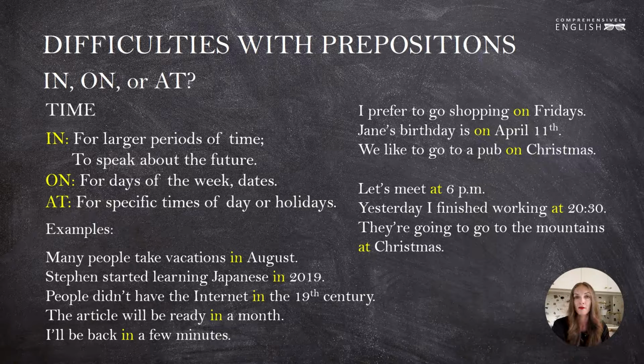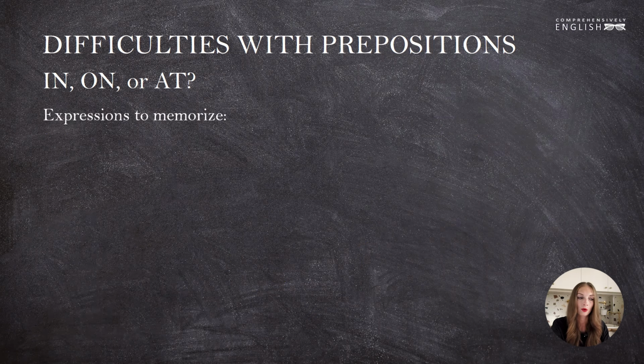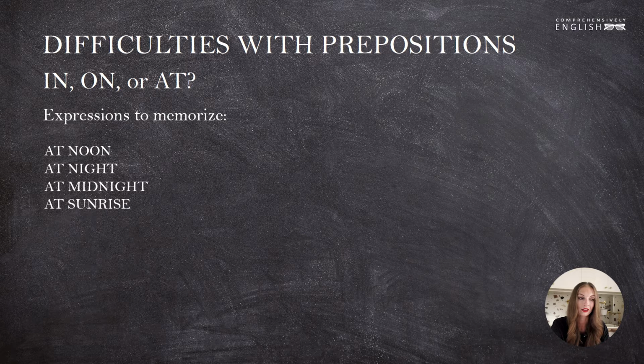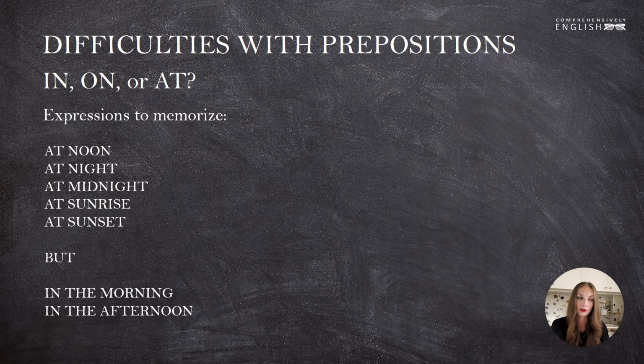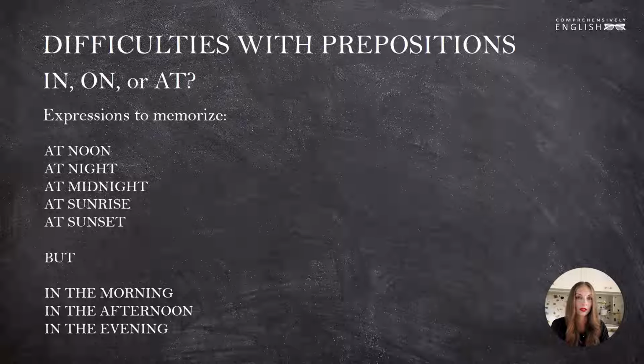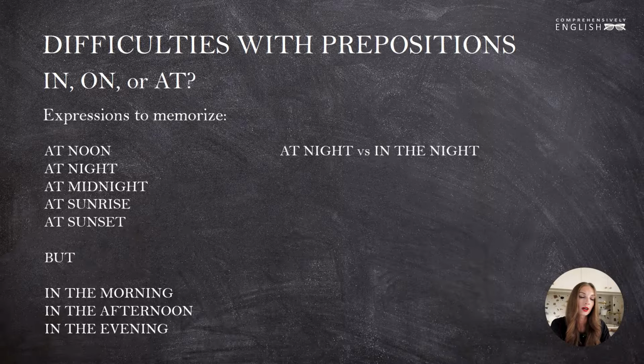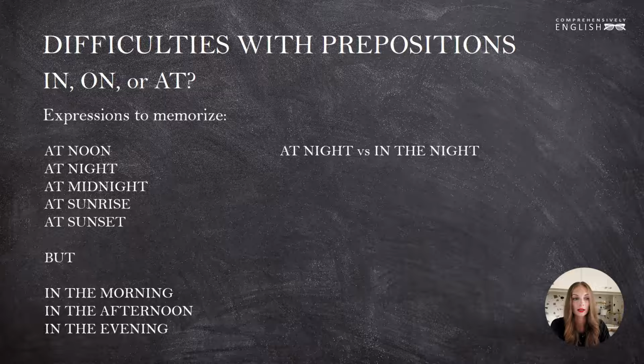Apart from what I have already mentioned, there are expressions that you just have to memorize. So the expressions to memorize here are at noon, at night, at midnight, at sunrise, at sunset. But in the morning, in the afternoon, and in the evening. We do not say at morning, and we do not say in the noon. It's always at noon and in the morning, in the afternoon, in the evening, and so on. Yet there are at night and in the night.